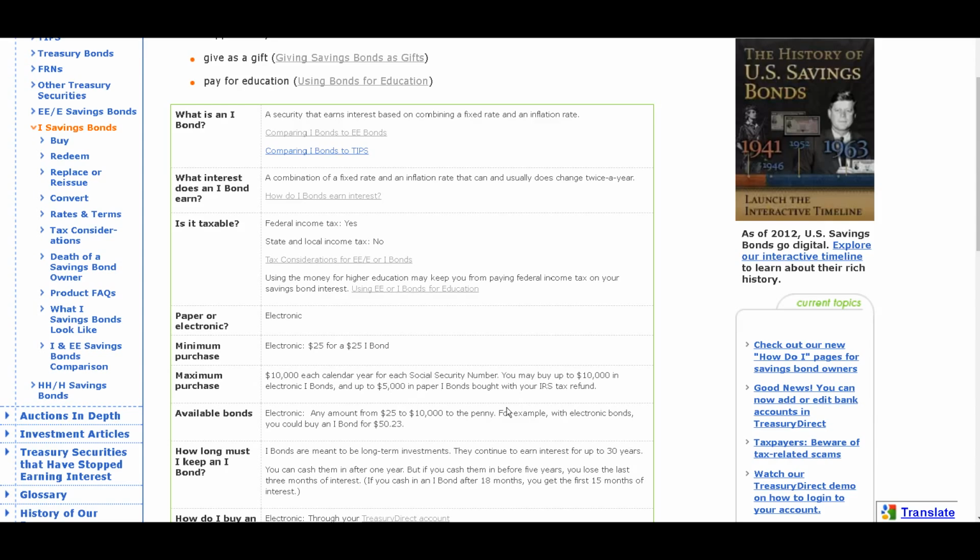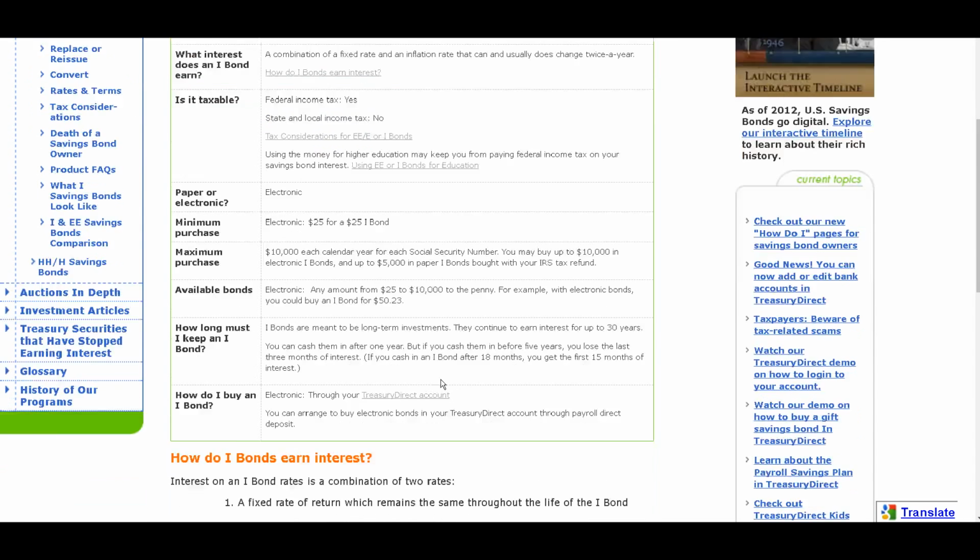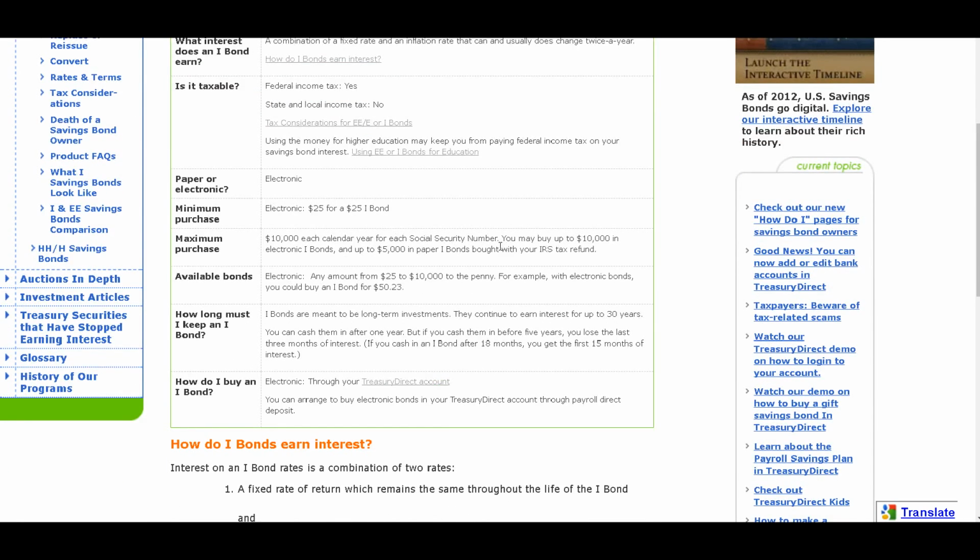So by the time they reach the age of 20, now they have a $20,000 savings bond that they can go out and use for higher education. They can cash it out and use some of it to pay for their higher education and not have to pay taxes on it. Same thing with the I bonds, but these have a different set of rules, and that's what we're going to be covering here.